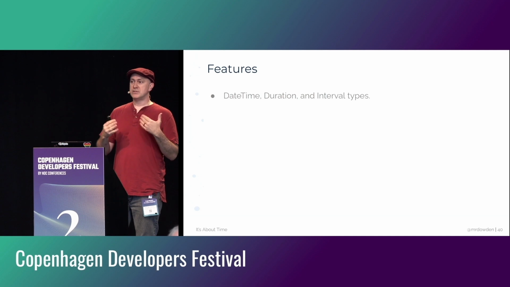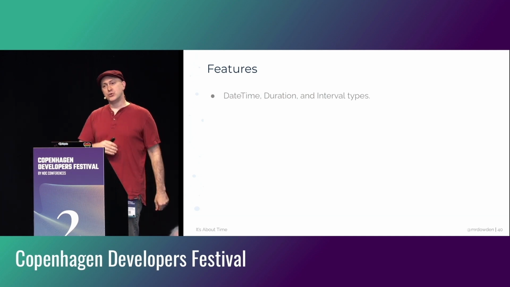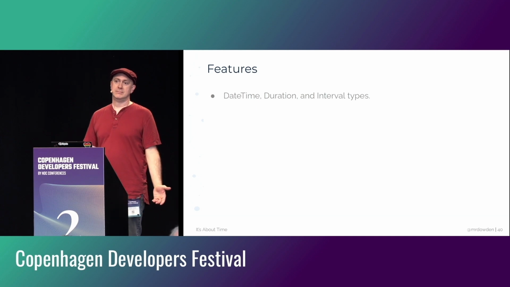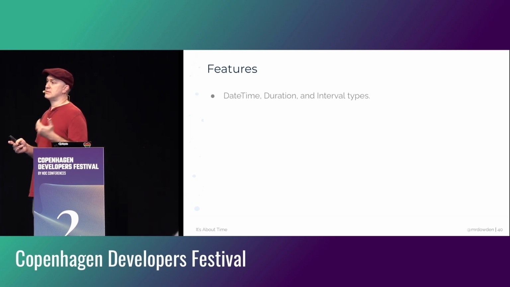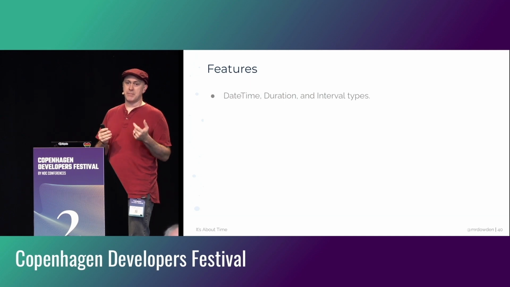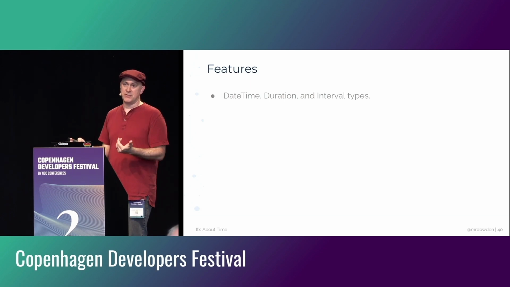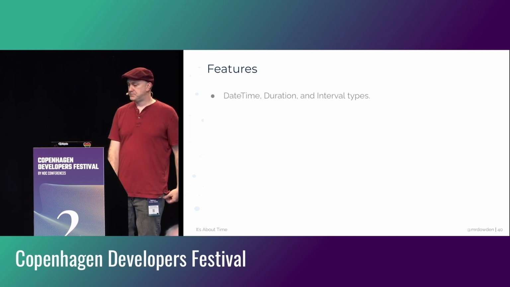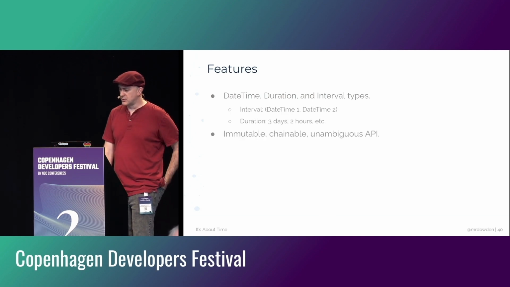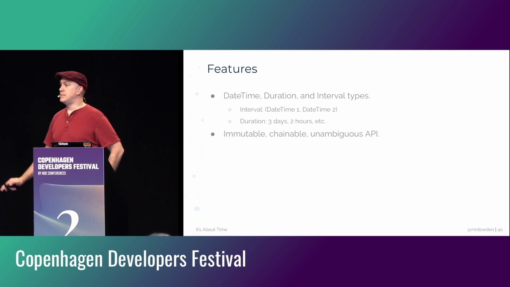Because humans don't say 34 minutes as 12:00 to 12:34. And in fact, that's not always relevant, because I don't necessarily know off the top of my head when that 34-minute time period starts. I just know that it's 34 minutes. And so Luxon can handle that for us. So we've got the intervals and the durations. It's immutable and chainable and has an unambiguous API.